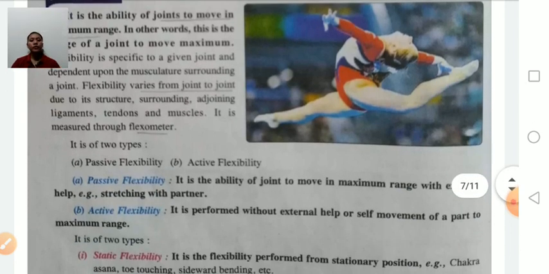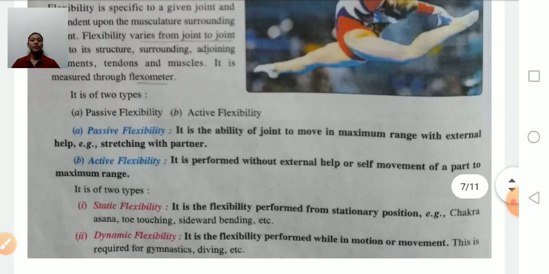There are two types of flexibility: passive flexibility and active flexibility. Passive flexibility means the ability of a joint to move in maximum range with external help. The ability to move your joint to maximum range with external help, through the help of partners. Example: doing stretching with the help of a partner.